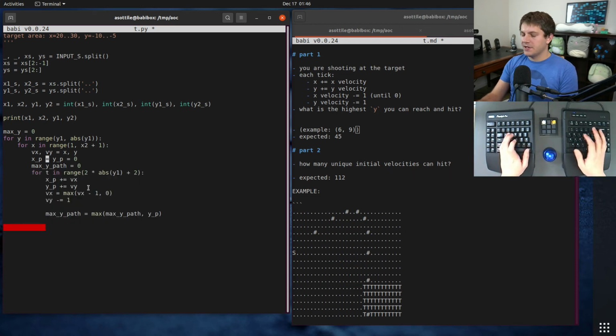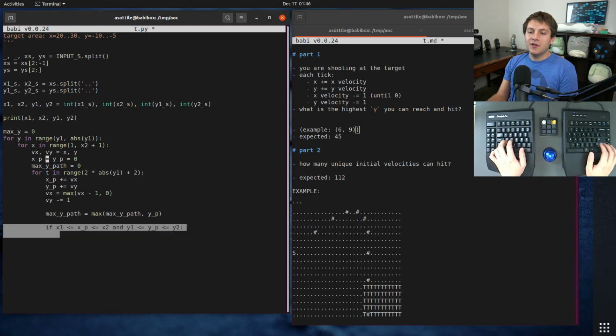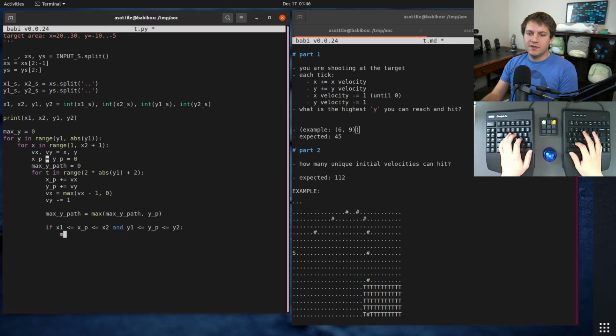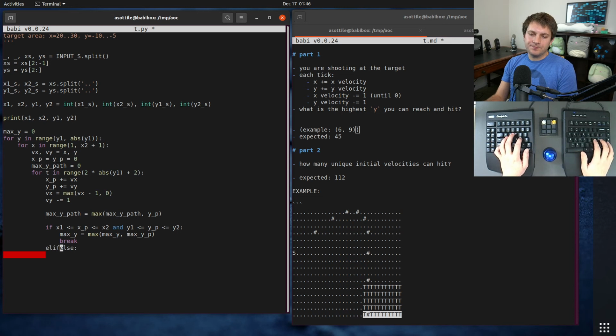And we want to check if it has hit or not. So the hit condition is x1 is less than or equal to xp, less than or equal to x2, and y1 is less than or equal to yp, less than or equal to y2. We know we have done a hit here, so we can update this outer max value, max y equals max of max y and max y path, and we can break. We can also do a little bit of an optimization here. If we have gone past this edge in the x direction or past the bottom in the y direction, we can break out a little bit earlier. So if xp is greater than x2 or yp is less than y1, then we can also break out early as well. And that should get us part one.